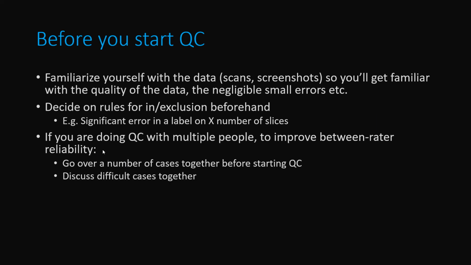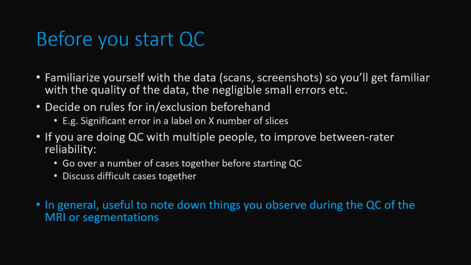If you're doing QC with multiple people to improve inter-rater reliability, it can be good to first go over a number of cases together, then do 30 cases separately from each other, then see how similar you were and discuss differences. Then you can do the full QC. It can also be helpful to discuss the difficult cases together at the end and decide by consensus. I would in general recommend noting down things you observe during the QC of the MRI or segmentation, because you never know when it comes in useful to have those things written down. Maybe during your analyses you notice something, and then your notes can really help.